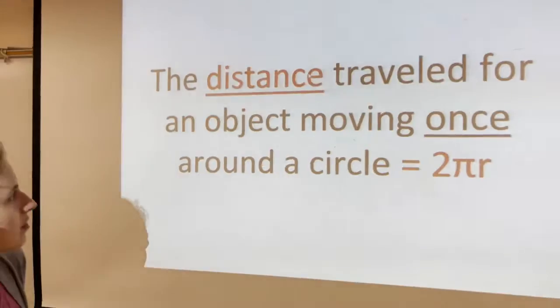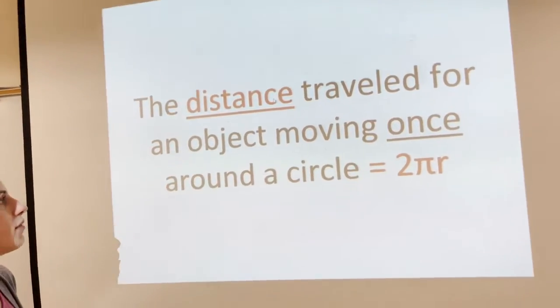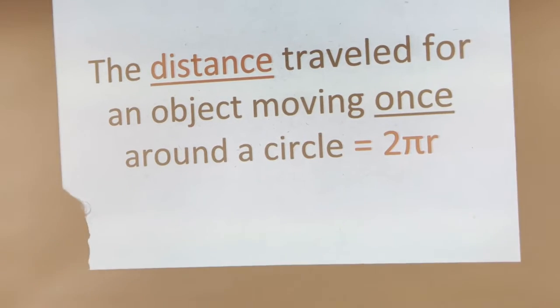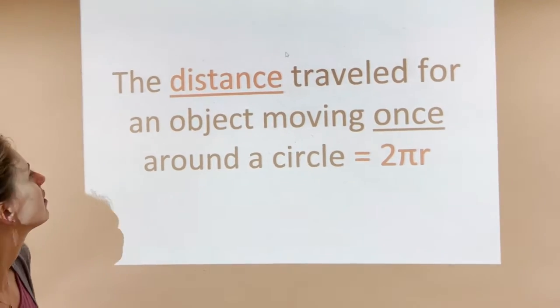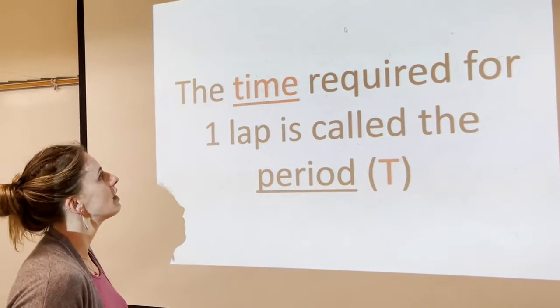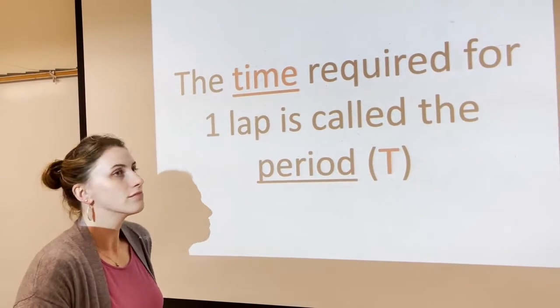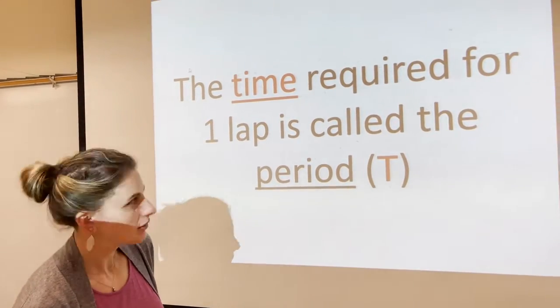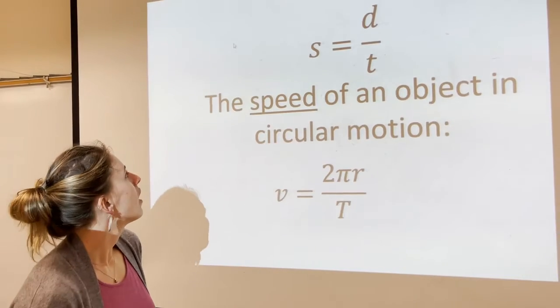The distance traveled for an object moving once around a circle is 2 pi r, the circumference of a circle. The time required for one lap is called the period. Time for one lap, seconds for one cycle.